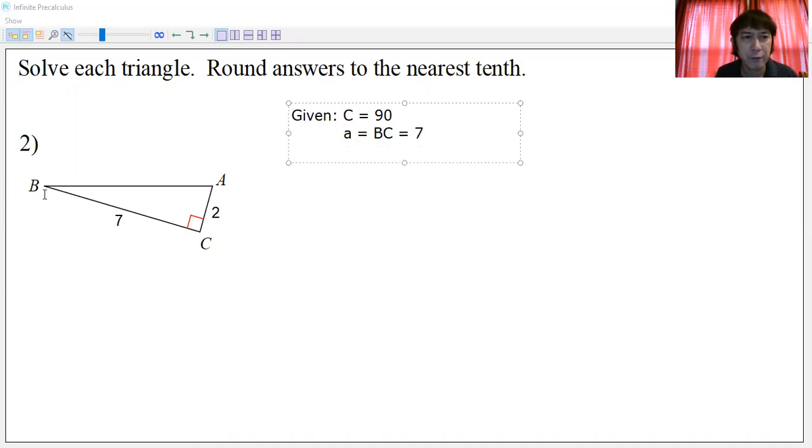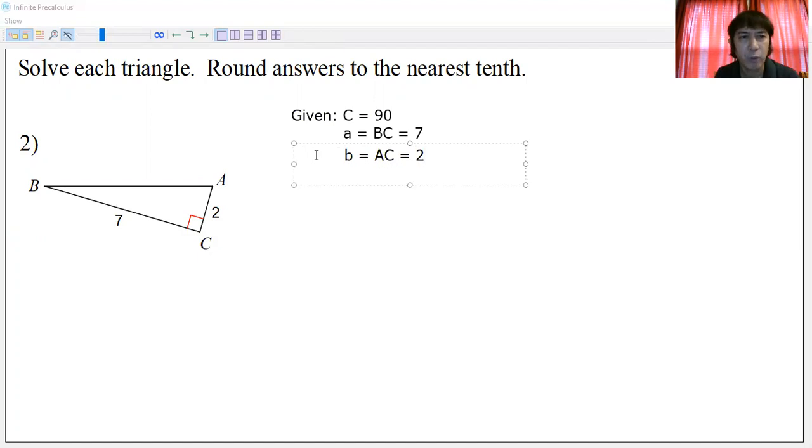Also, we have small b. That's the side opposite to angle B. Small b is 2, so we can put it here. This is small b, and this is also called AC, capital letter A, capital letter C. And this is 2 there. All right, so we have this given data.